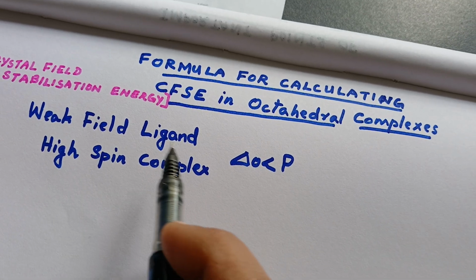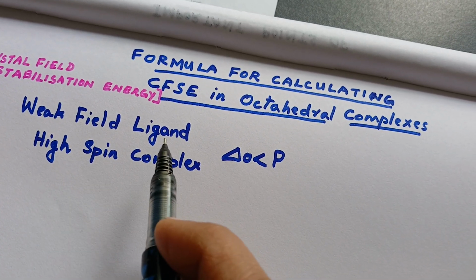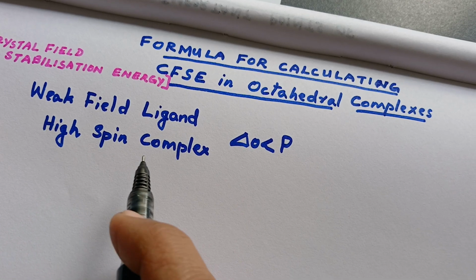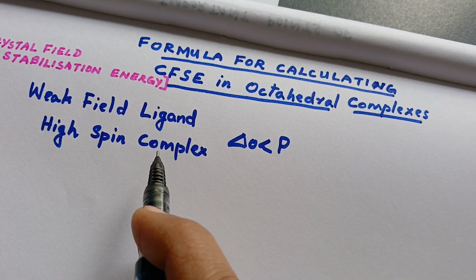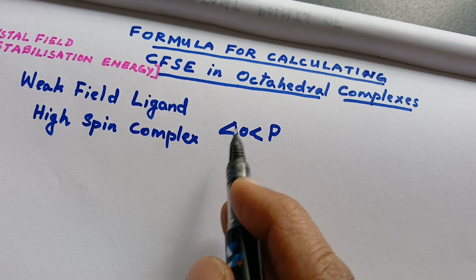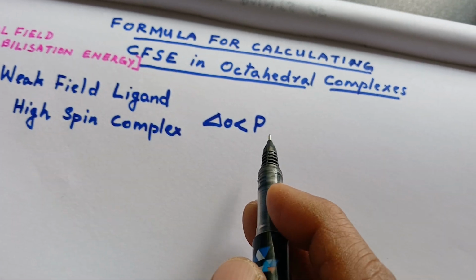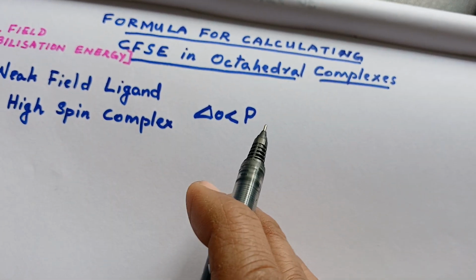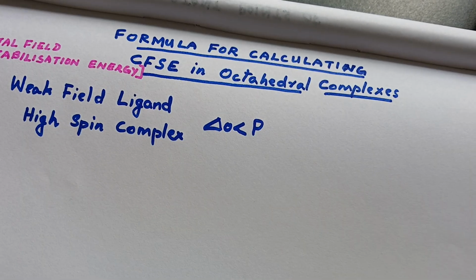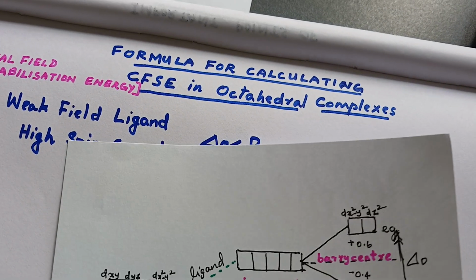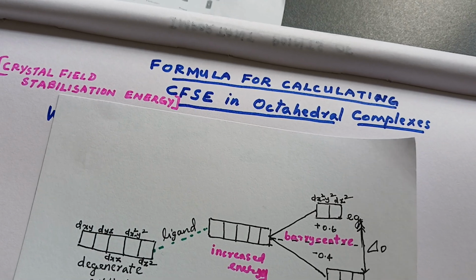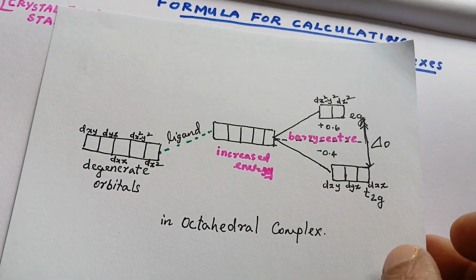Whether the ligand approaching is a weak field ligand, or the complex is a high spin complex or a low spin complex, and whether delta O is less than the pairing energy, etc. We have to have knowledge of these for calculating the crystal field stabilization energy.